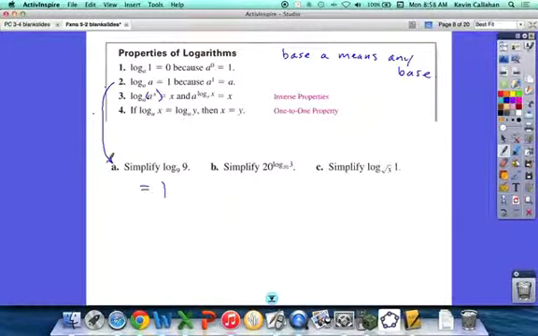How about the next one? 20 to the log base 20 of 3. Which property does that look like? 1, 2, or 3? It's the second half of number 3. a to the log base a, that's like saying 20 to the log base 20. Same thing. We just said a is 20. So what would this one equal? 3. Whatever's inside the logarithm. 20 to the log base 20 of 3 is 3. That's this right here.